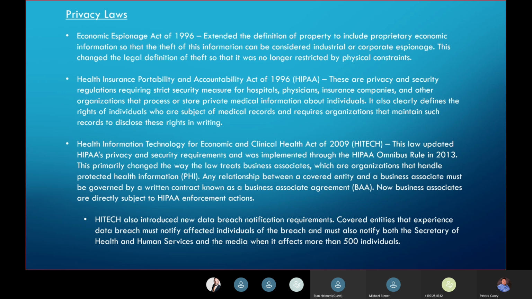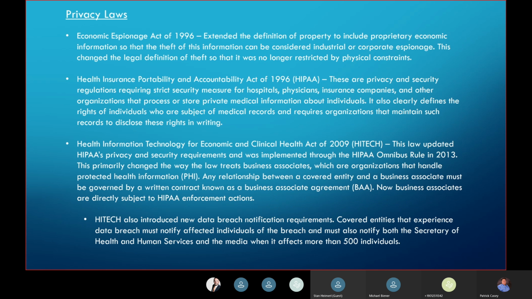These are privacy and security regulations requiring strict security measures for hospitals, physicians, insurance companies, and other organizations that process and store private medical information about individuals. It also clearly defines the rights of individuals who are the subject of medical records and requires organizations that maintain such records to disclose these rights in writing. You're going to see this every time you go to a doctor's office, right? You're filling out your paperwork as a new client or just updating your records, and they're going to give you this privacy policy on an annual basis, usually when you go for your annual checkup.